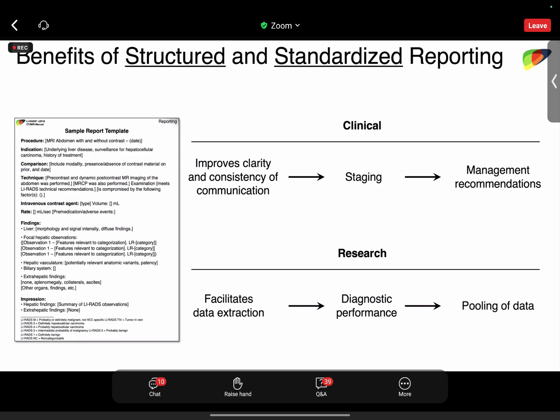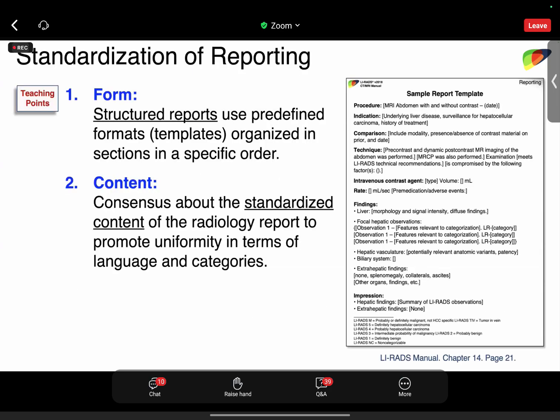Now, what's the difference between structured and standardized? The first one pertains to form, whereas the second one refers to content. So, for example, in terms of form, we propose structured reports using a predefined format shared as a reporting template, which is organized in sections in a specific order. Whereas for content, we have reached consensus about the standardized content of the radiology report to promote uniformity, both in terms of language and categories that are assigned to individual observations.